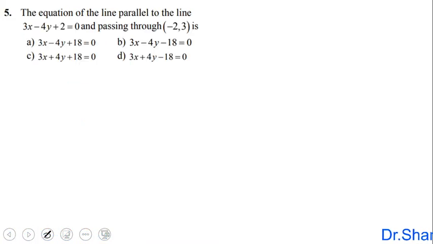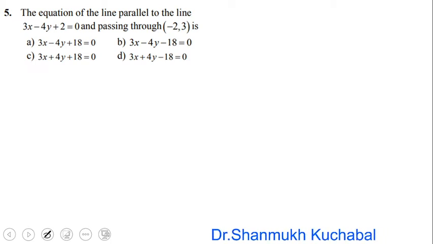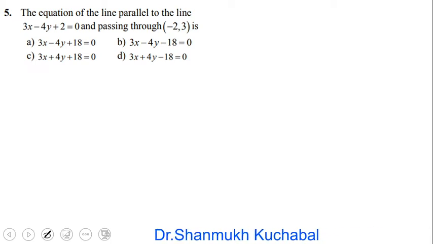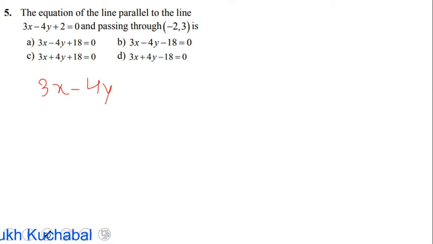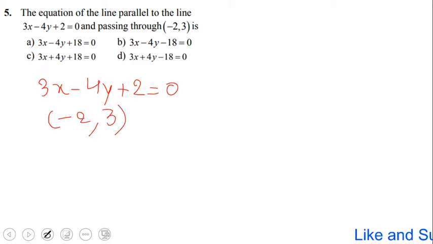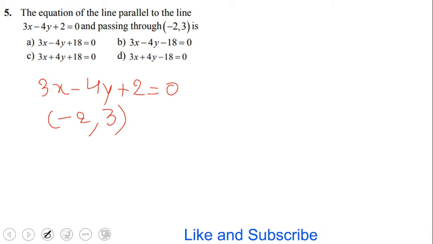We'll move to our next example. The question is: the equation of the line parallel to the line 3x minus 4y plus 2 equal to 0, passing through (-2, 3). So we will observe here, by the inspection method, that option A satisfies the given condition.